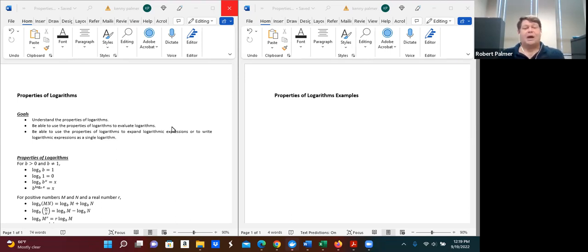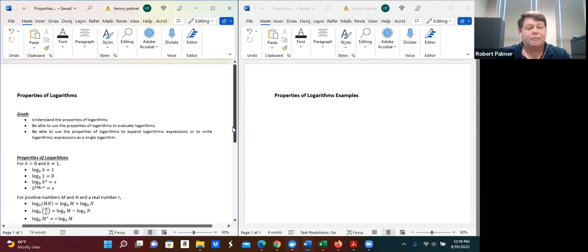In many cases we use a calculator, but in some cases we can find the exact value without using a calculator by understanding these properties. And then we also want to be able to use the properties of logarithms to expand logarithmic expressions or to write logarithmic expressions as a single logarithm. We'll explain what that means here in a moment.